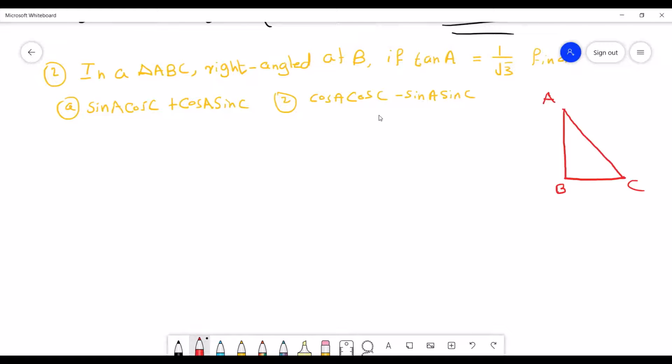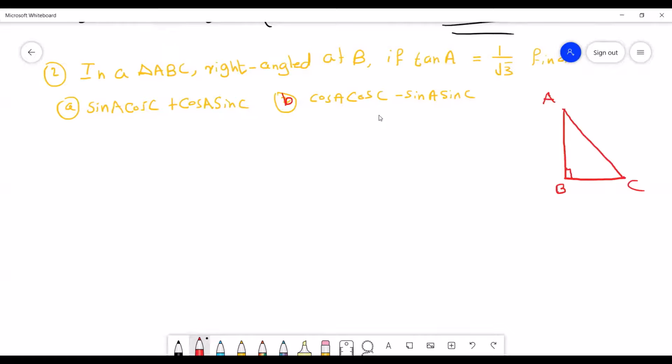In a triangle ABC, right angled at B, if tan A is 1 by root 3, find the value of A: sin A cos C plus cos A sin C, and B: cos A cos C minus sin A sin C. So the triangle I have drawn here, ABC, they already told that angle B is a right angle. It means angle A as well as angle C are acute angles.